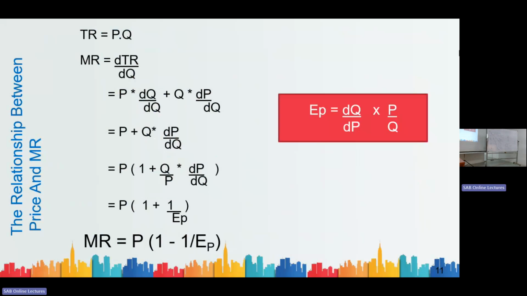So that is how we can link elasticity and marginal revenue. Also, we can show the entire story in a graph like this.